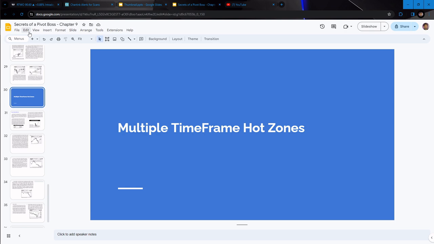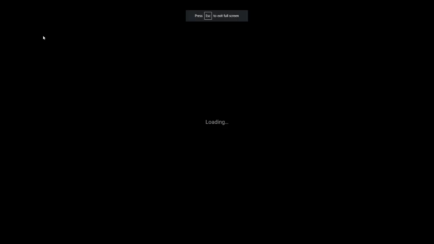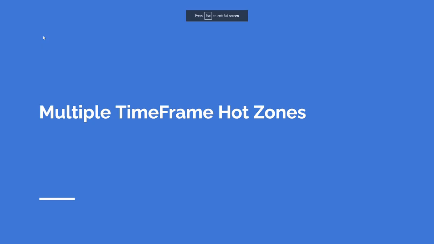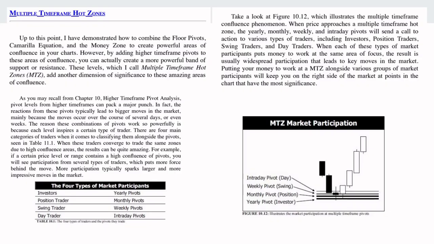Multiple time frame hard zone means nothing but there are two or more time frame related pivots which are going to lie in the same place, which is going to cause the price action to be in a comfortable way. Say for example, when there is Camarilla equation and CPR both lying in the same place, then we say it is a golden pivot zone.